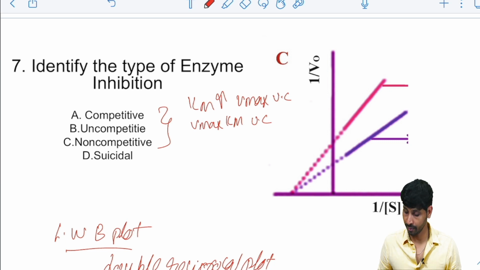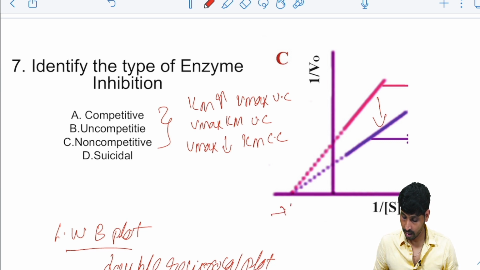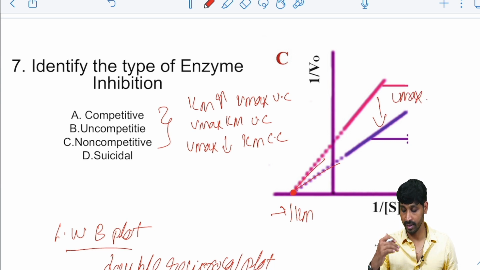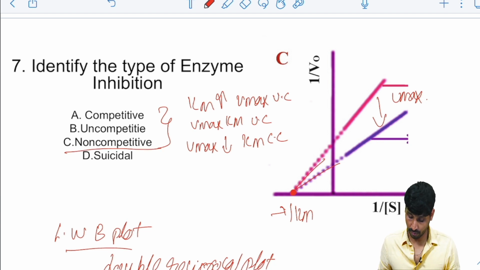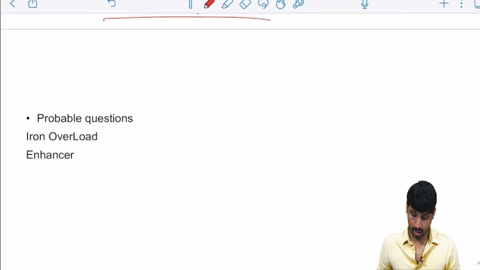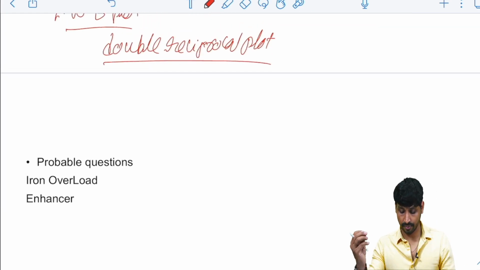In non-competitive inhibition, here you see Vmax has decreased, whereas Km is unchanged. So here this is the Km. You see here both are meeting at the same point. So Km has not changed, but Vmax has changed. It has come down. So in that condition, that is an example of non-competitive inhibition. And that's all about the questions they have posted.